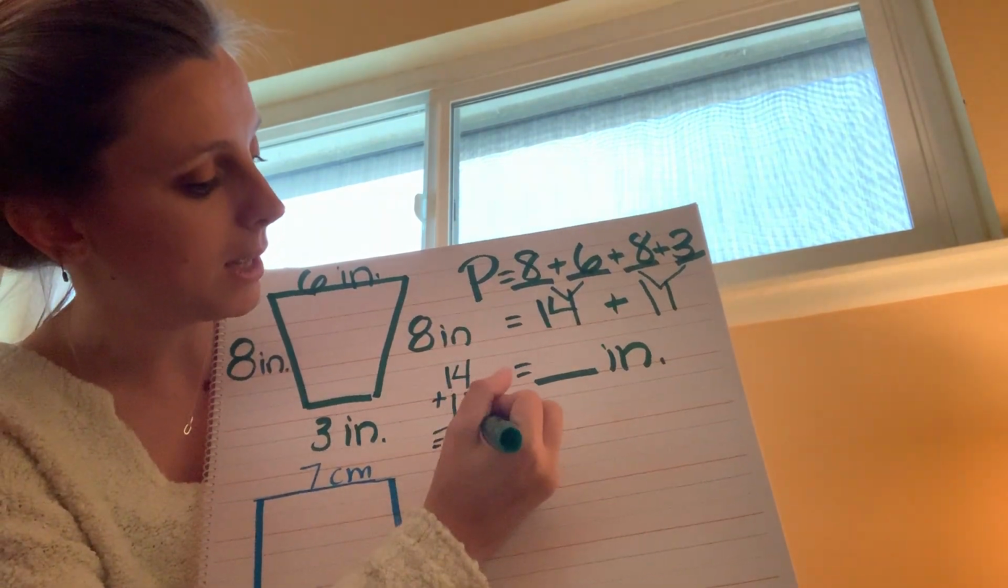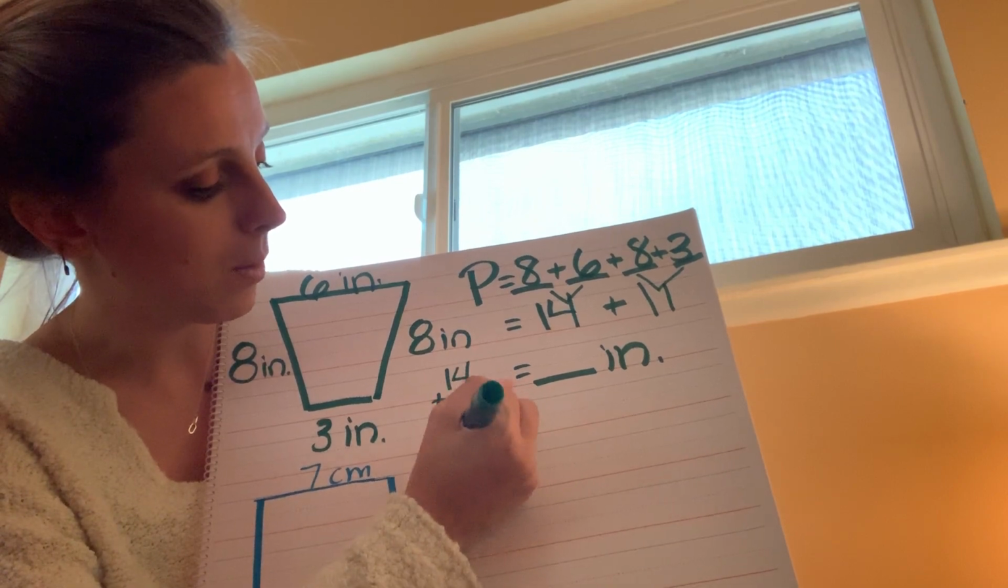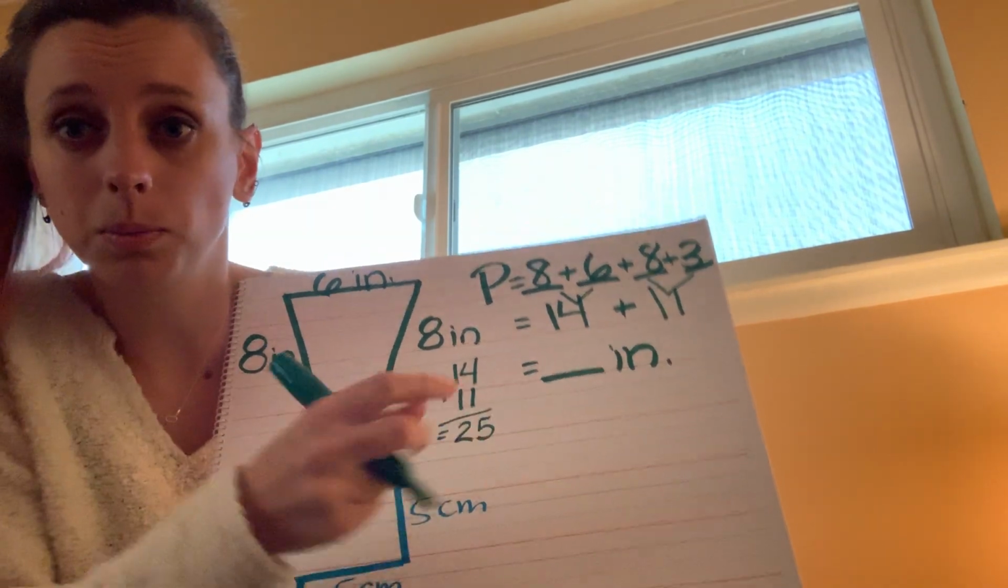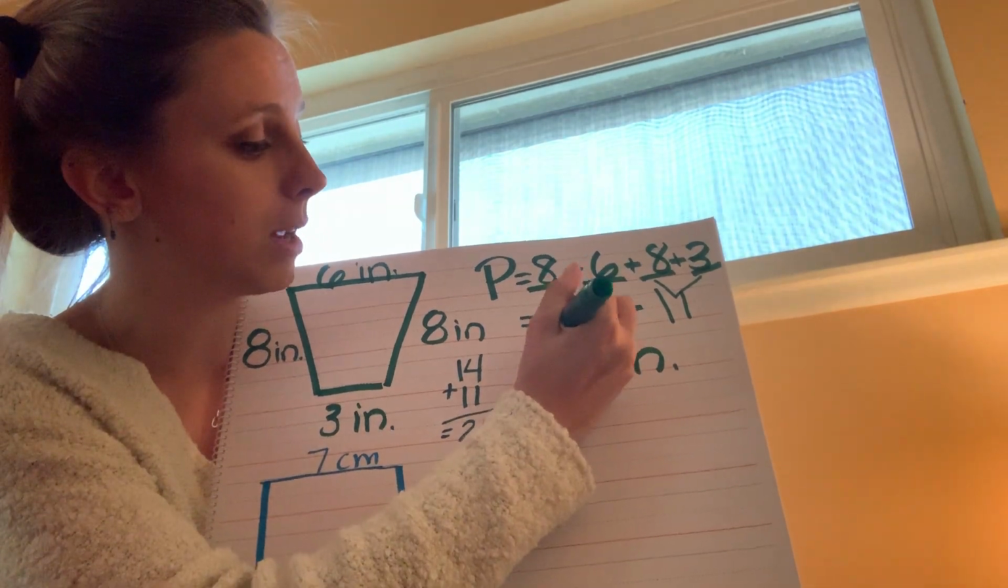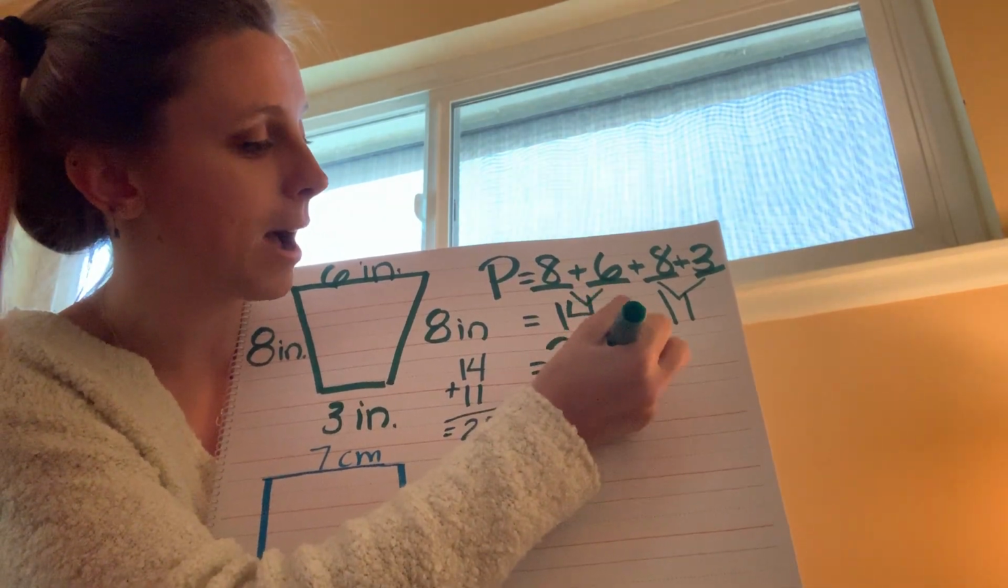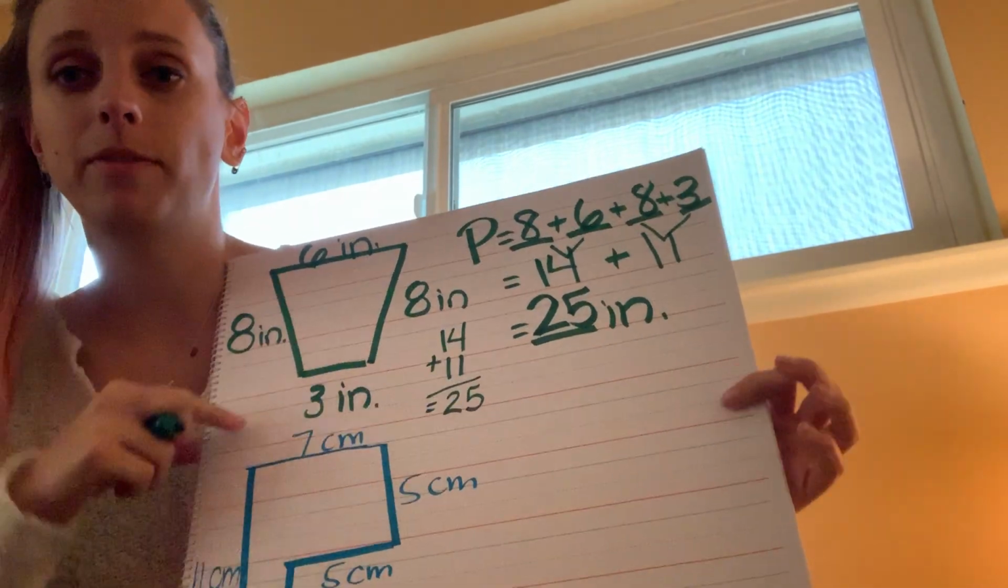So 4 plus 1 is 5. 2 is what I get when I add 1 and 1. So my answer is 25. So my perimeter for this shape is 25, and I can't forget my units, inches. All right, my friends?